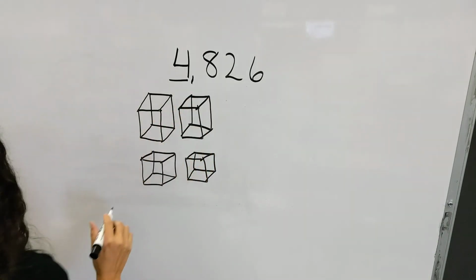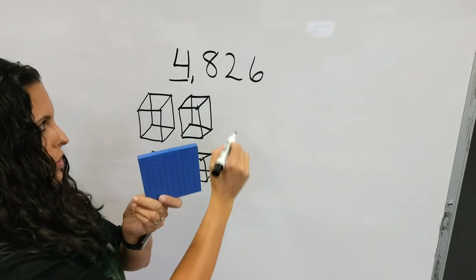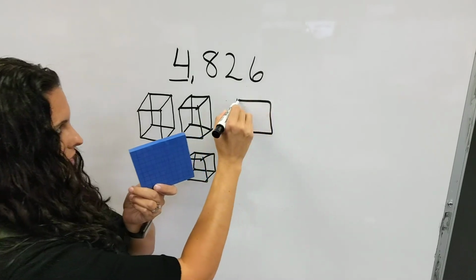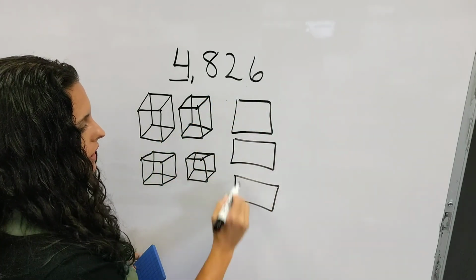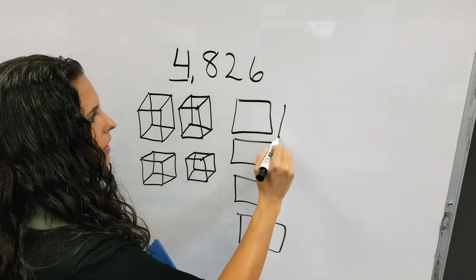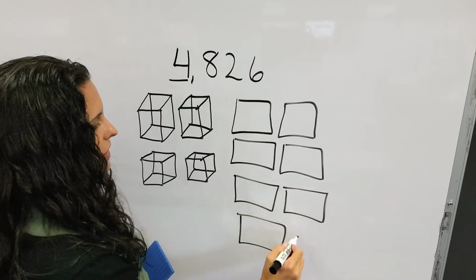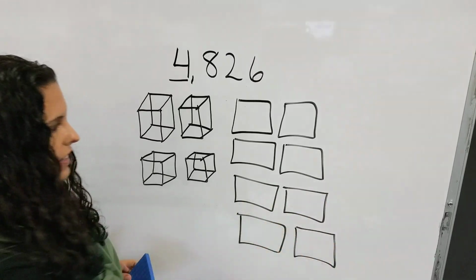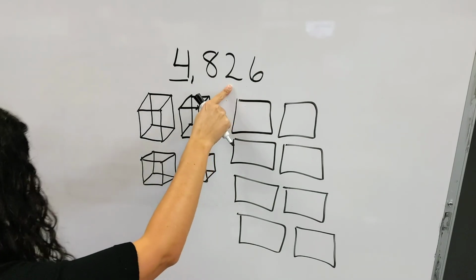So for my hundreds place, my hundreds flat looked like this. So we're just going to draw the flats. Now I need 8 of them. 2, 3, 4, 5, 6, 7, 8. That gives me 800.